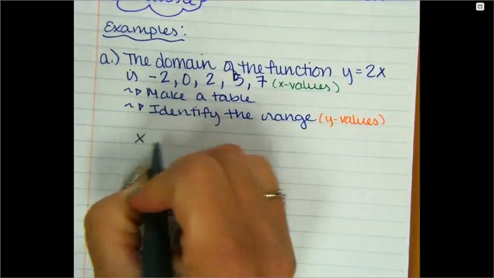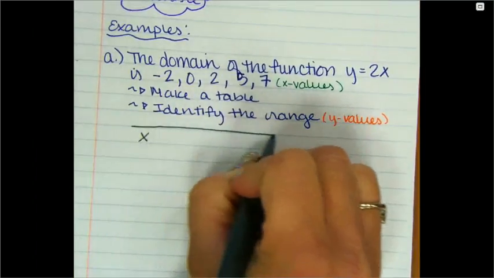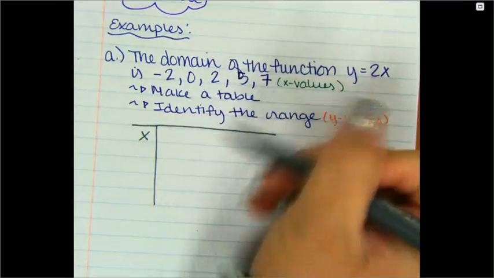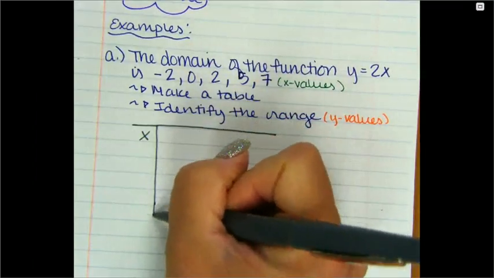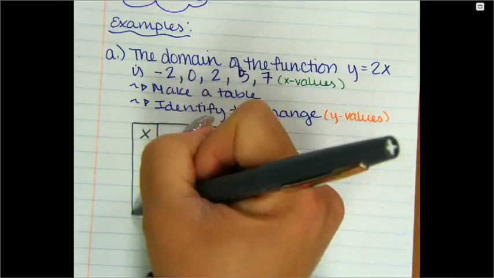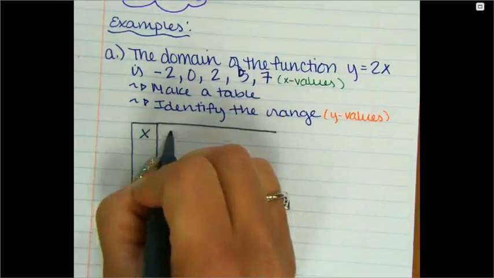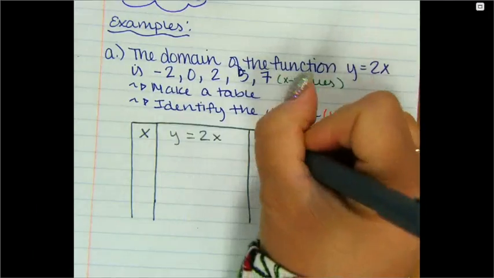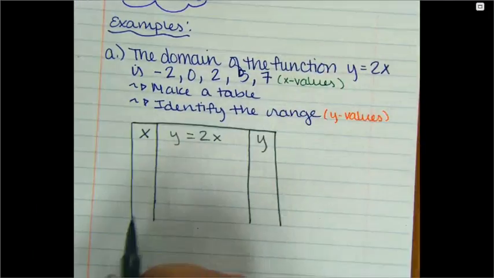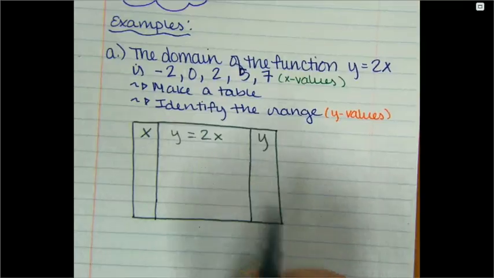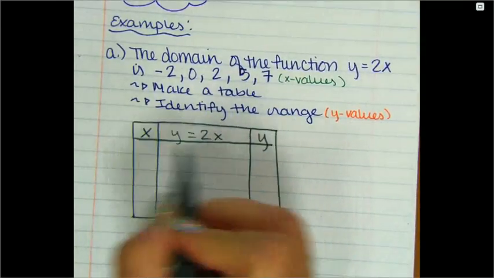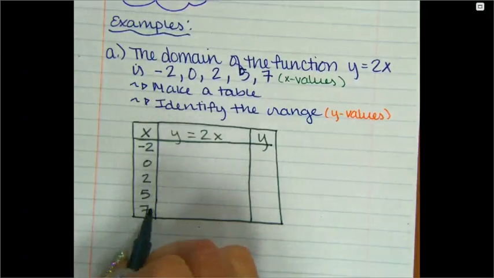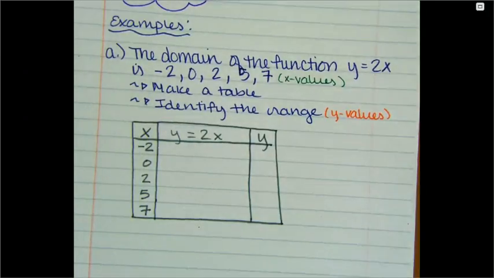So we're going to start with x. How many x values do I have? 1, 2, 3, 4, 5. My function goes next, which is y equals 2x. And then I'm going to put at the end the y, which is what I'm solving for. So negative 2, 0, 2, 5, and 7. Okay, so go ahead and fill that in.